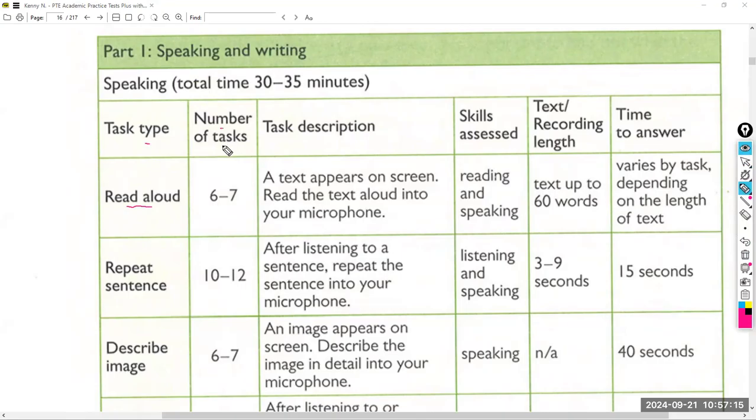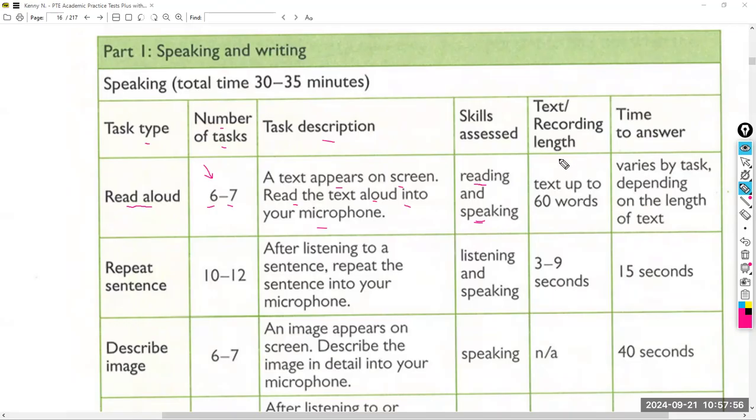Now, the number of times I should manage is about 6 to 7 times. So this task is going to be shown 6 to 7 times. Now, the description of this task is about a text. This text is going to appear on my screen, and I have to read the text aloud into my microphone. Absolutely, it is about reading and speaking because I have to read and I have to speak. I have to read the passage loudly.